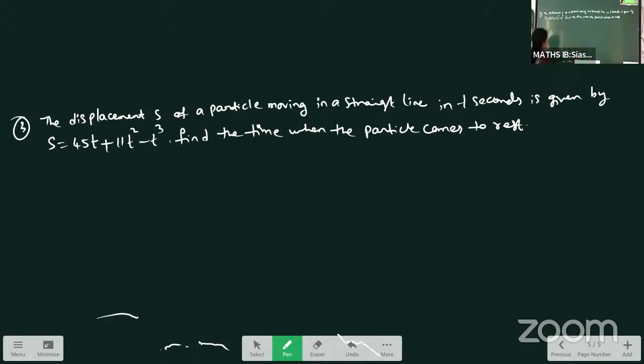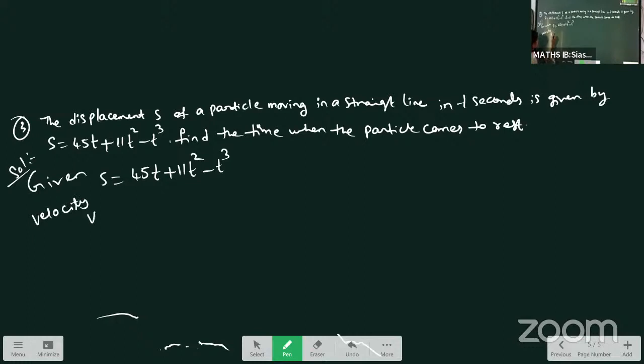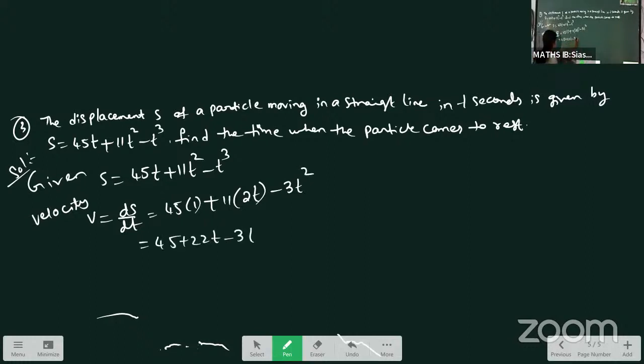So here, given, S is equal to 45t plus 11t square minus t cube. So find velocity first. Velocity v is equal to ds by dt. So 45 into t derivative 1, plus 11 into t square derivative 2t, minus t cube derivative 3t square. So 45 plus 22t minus 3t square.